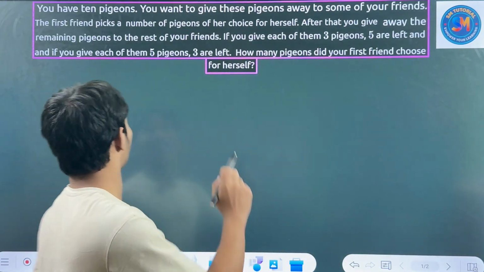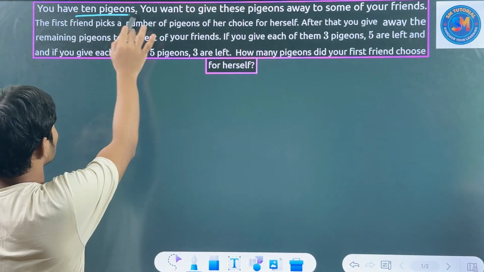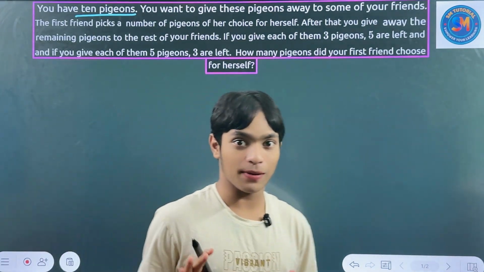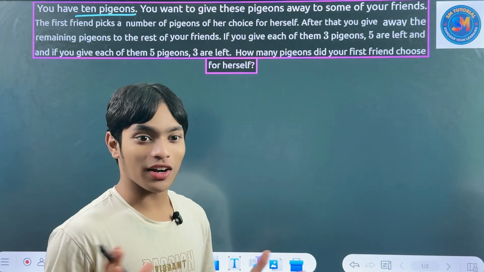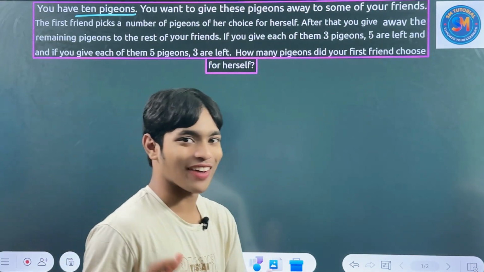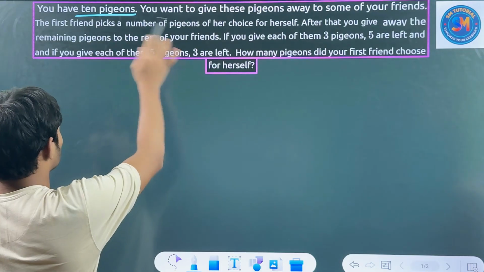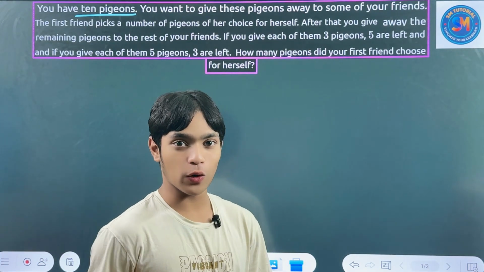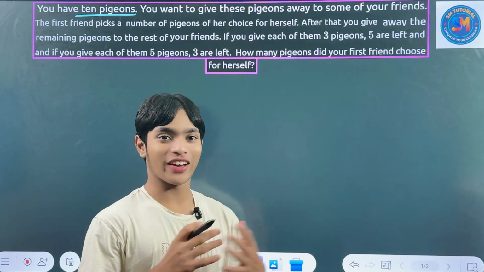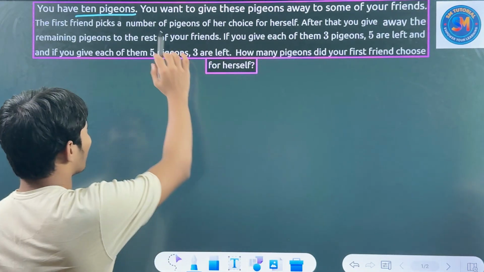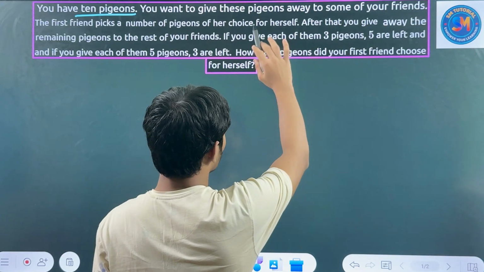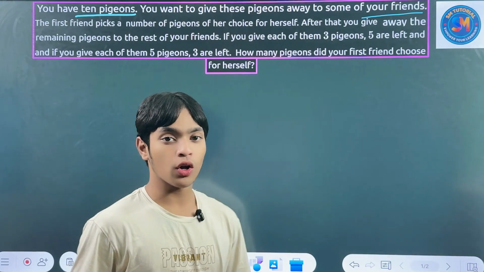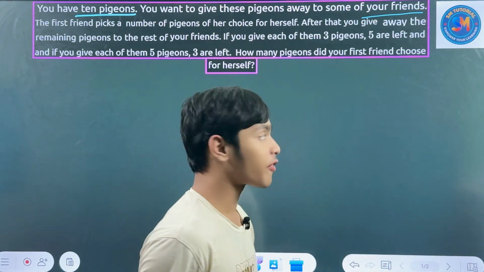You have 10 peasants. I think you know what peasants are. And if you have peasants in your home, of course let me know in the comment box. Anyway, you want to give these peasants away to some of your friends.